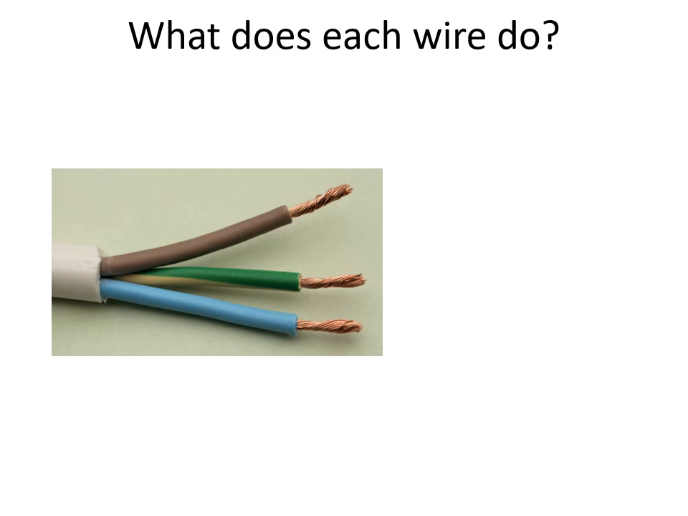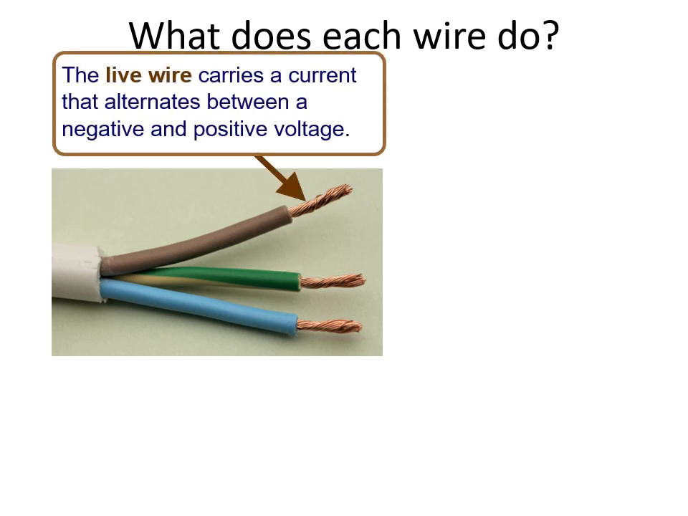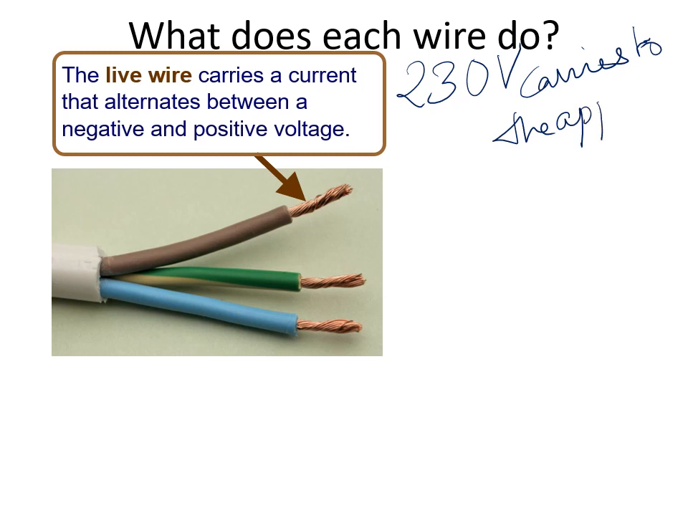Now, what do these three wires do? What are their functions? A live wire carries current that alternates between a negative and positive value. The voltage of a live wire is 230 volts. So basically, live wire carries current to the appliance.